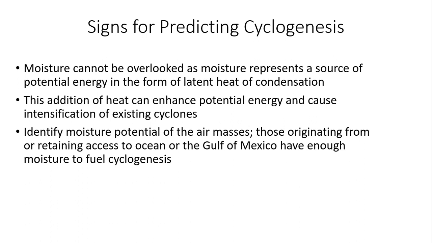And, I'm thinking about wintertime off the U.S. East Coast. We're talking about an area of low pressure over the Gulf Stream current. That low-level heat and moisture from that Gulf Stream can really cause some major bombing of cyclones off the East Coast in winter. Identify moisture potential of the air masses. That's important. Those originating from or retaining access to the ocean or the Gulf of Mexico have enough moisture to fuel the cyclogenesis.